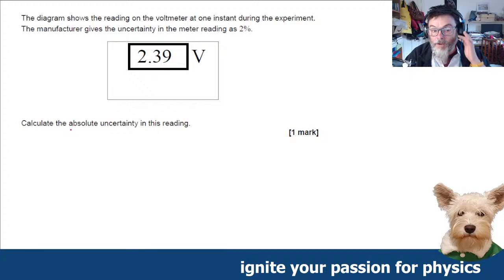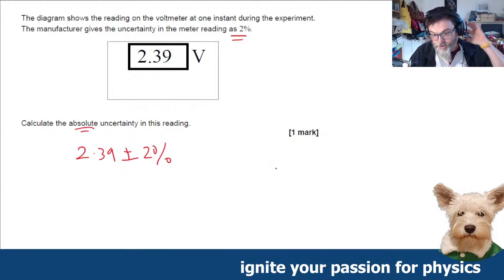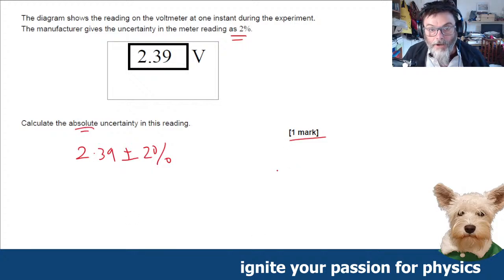So here we have a multiple guess question, I think, from some paper somewhere. I can't remember exactly where. The diagram shows the reading on a voltmeter at one instant. So this is going to be moving around, okay? And the manufacturer says that we have a reading plus or minus 2%. So really what we've got going on here is 2.39 plus or minus 2%. And it says calculate the absolute uncertainty. And you'll see it's only 1 mark, which kind of tells you that it's pretty straightforward, really. At least that's the theory.